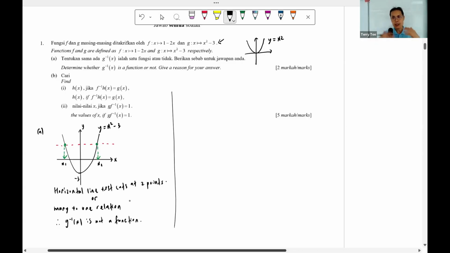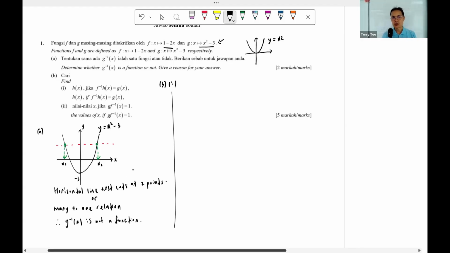So I suggest you use a graph, mentioning either the horizontal line test or the type of relation. All right, B Roman 1. Find h(x) if f inverse h(x) is now g(x). You're given g(x), you're given f(x). A lot of people would tend to inverse the function f(x) first, then substitute inside and find h(x).